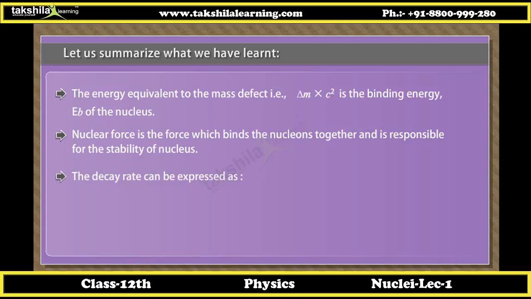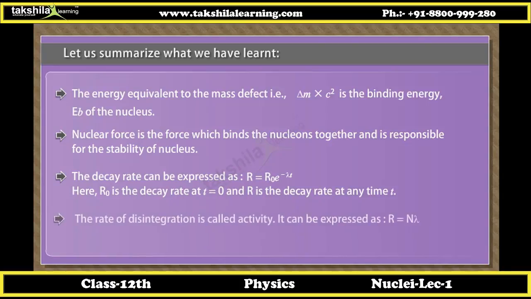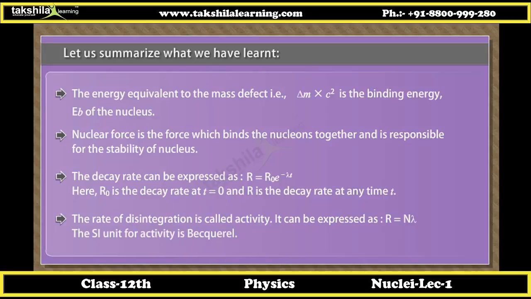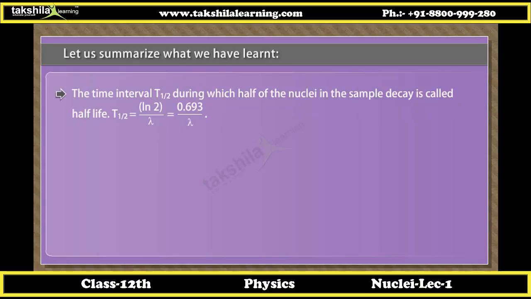The decay rate can be expressed as shown, here, R0 is the decay rate at t equal to 0, and R is the decay rate at any time t. The rate of disintegration is called activity. It can be expressed as shown, the SI unit for activity is becquerel. The time interval t½ during which half of the nuclei in the sample decay is called half-life.